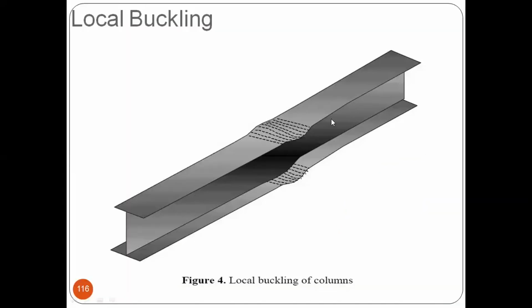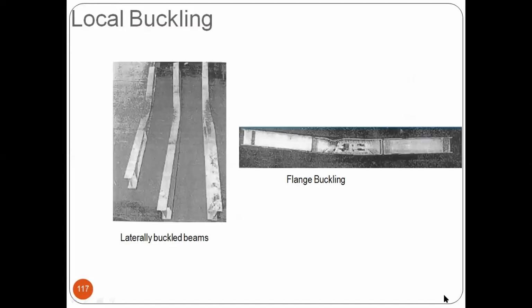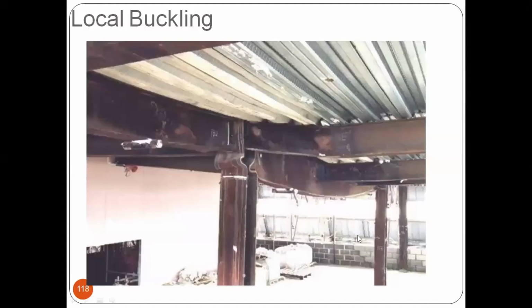See, local buckling of the column takes place at the flanges, as the flange plates are very thin, right? This is a flange buckling for the I section. The lateral buckling of the beams, and even in the structure itself, you can see this is crippling. Crippling is something which happens at the joint. I think you can see the crippling failure here.